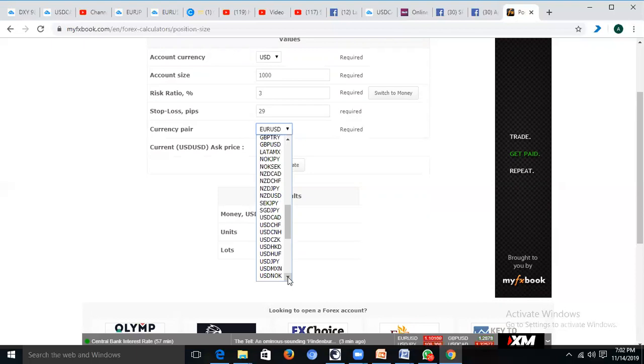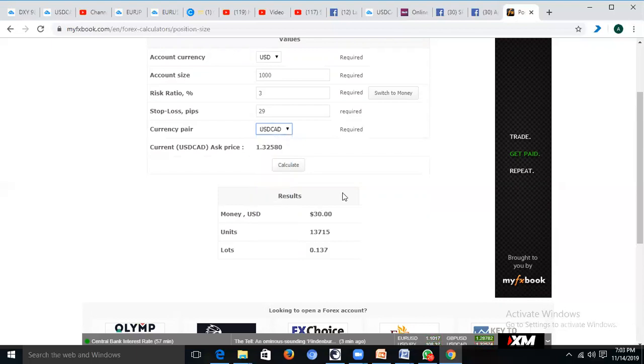Okay, USD card, you click. Now, based on the lot size, based on the account size, based on the risk ratio, based on the number of stop loss you're using, if the trade goes against you, look at how much money you will lose, just $30. With this $30, you can sleep. You can sleep, relax with your family, play with your kids, take your wife out for a night outing.